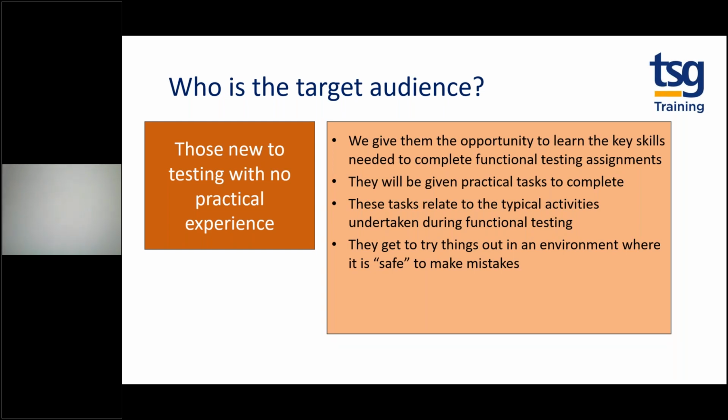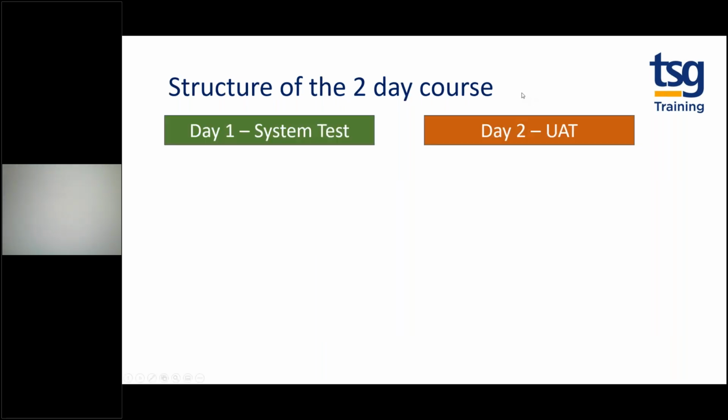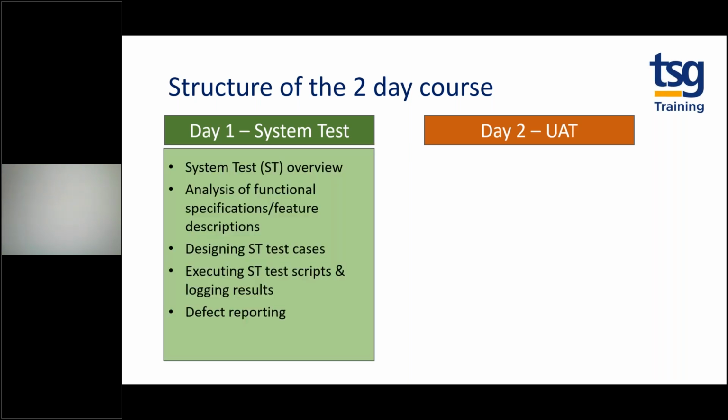So the structure of the course: we've got two days. We're organizing the first day primarily around the kind of functional testing we do at system test level, and then we're organizing the second day around the way we go about doing functional testing from an acceptance testing point of view. On day one, particularly if people have got zero experience, we've got to give them a little bit of system test overview, but we're not trying to overload the theory here, but we need to give people some context.